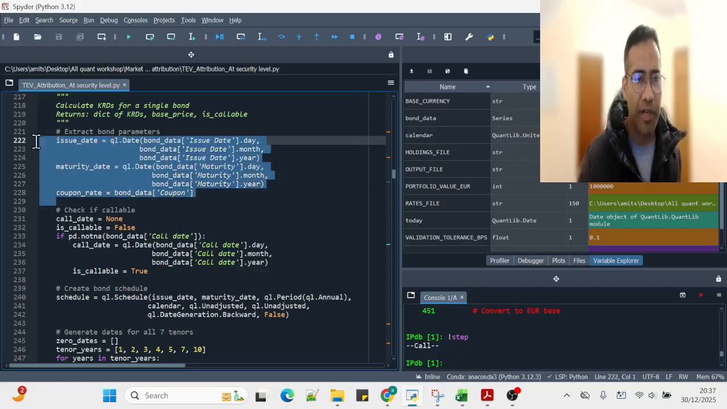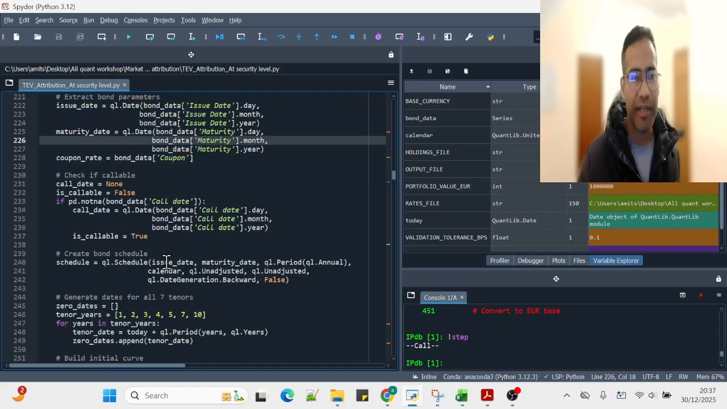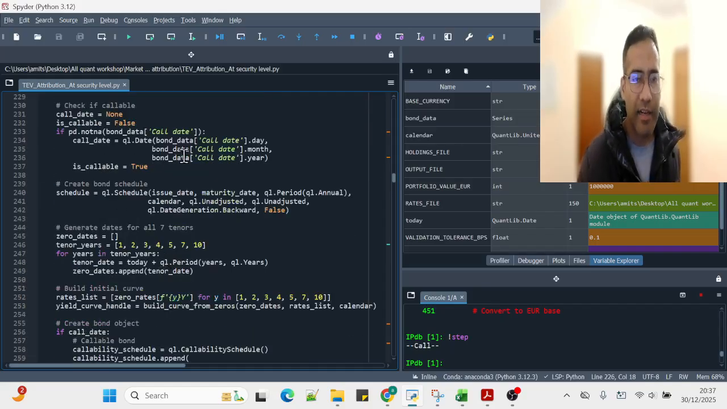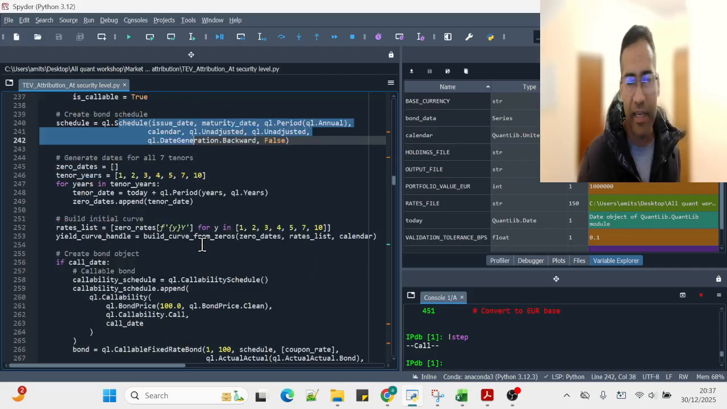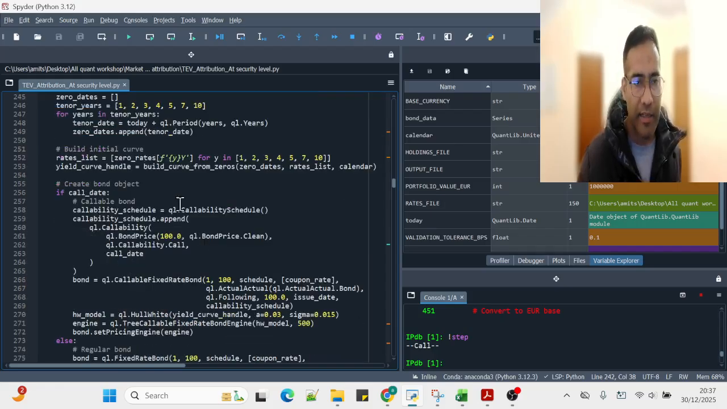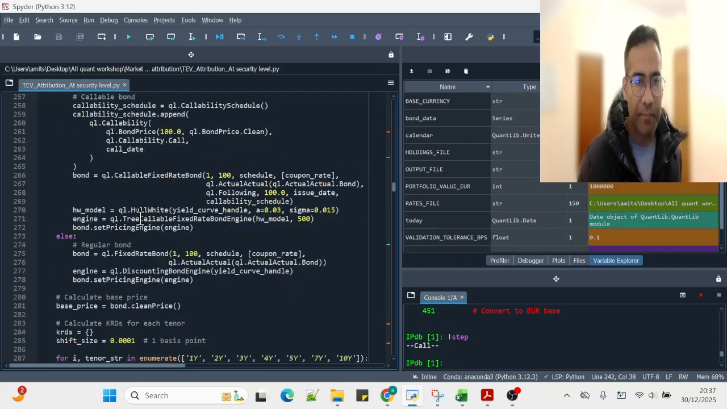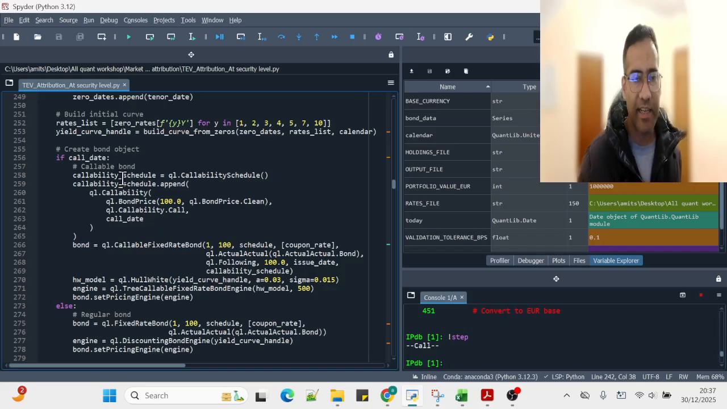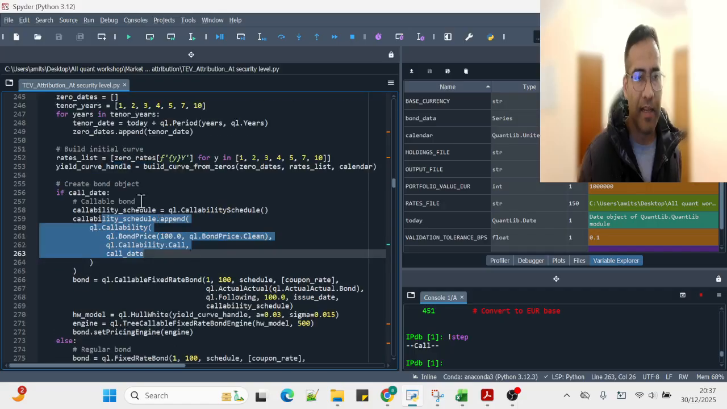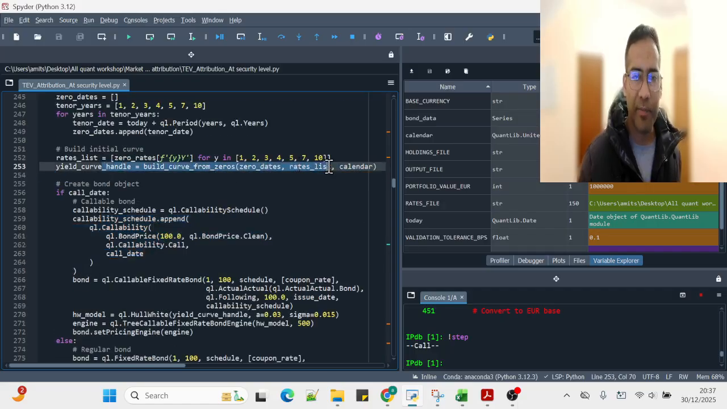So I take the coupon rate, issue date, maturity date, and call date. Then this is the schedule, and it is all built on QuantLib. So this is the backend, the basic engine for pricing the bonds. It is creating a call schedule or coupon schedule. And this is for the yield curve, where I fed in my rates.